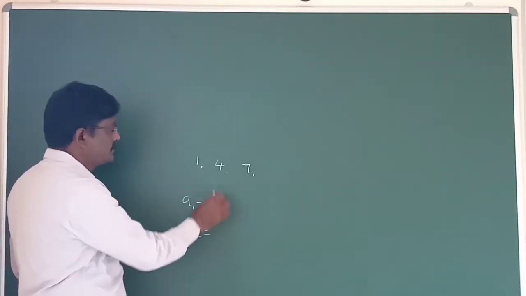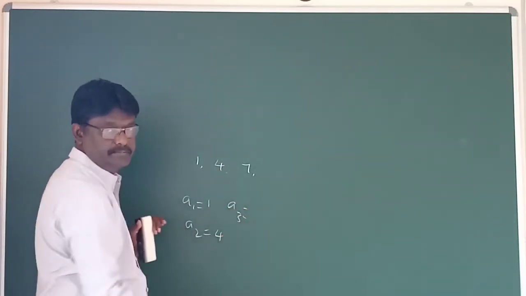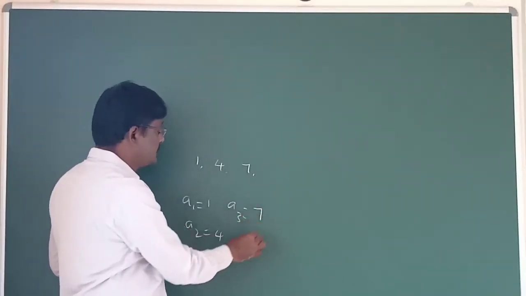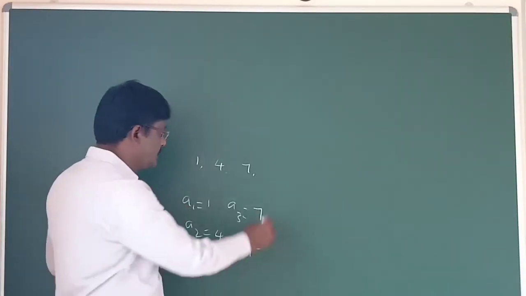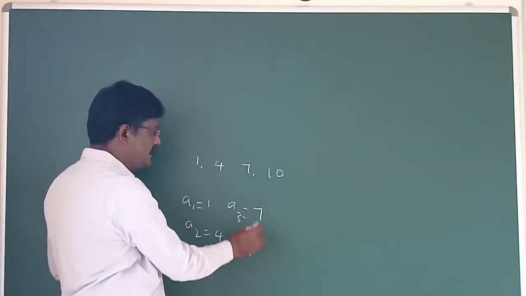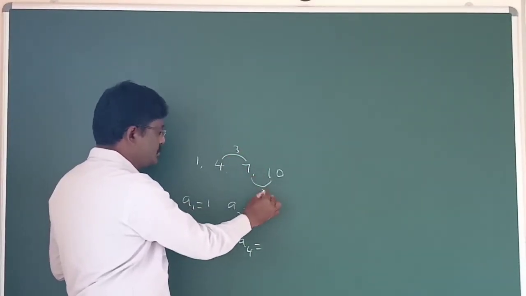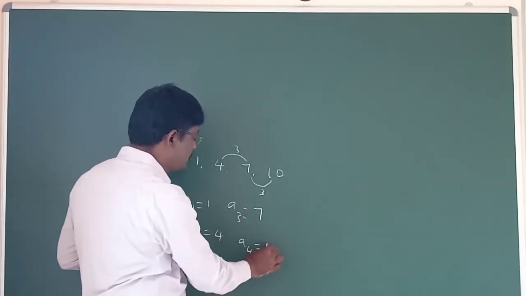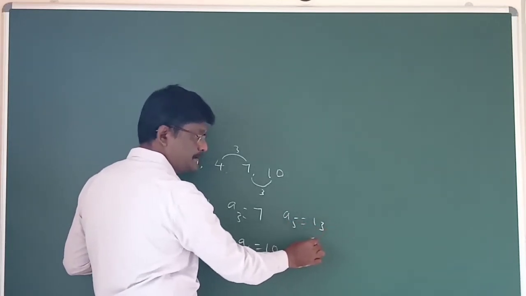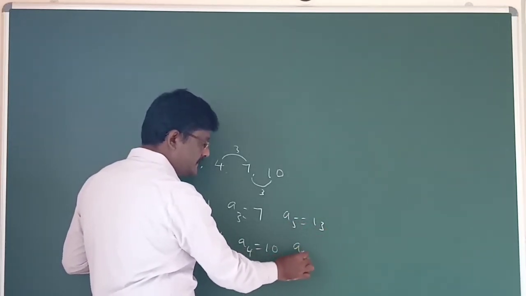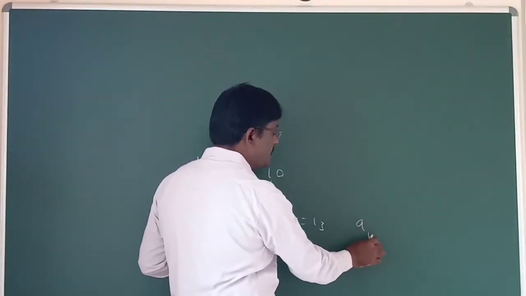A2, 4. Good. A3, 7. Very good. A4. Yes, 10. How comes 10? Very good. By adding 3 to the previous, we get 7. 3 to this, 10. Good. Therefore, A4 is 10. A5, 13. Good. A6, 16. Good. What will be the 100th term?